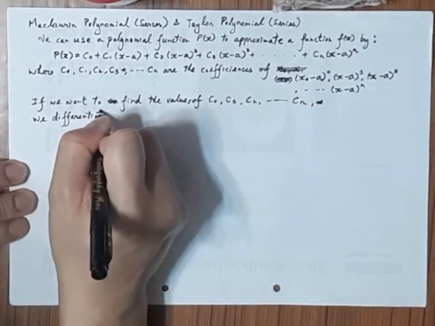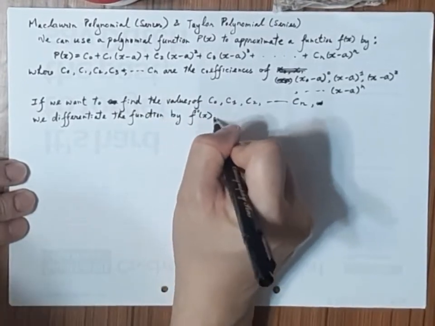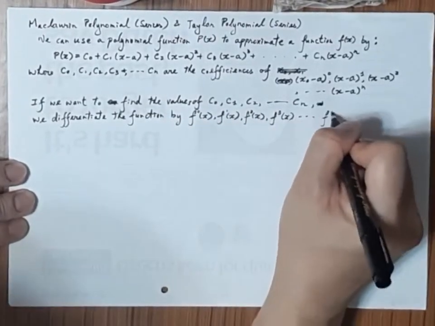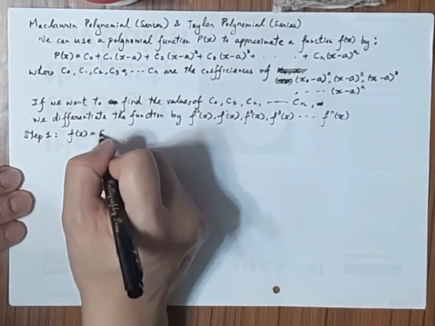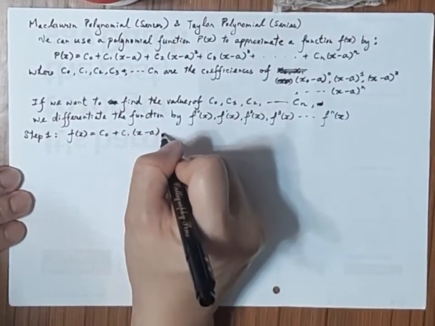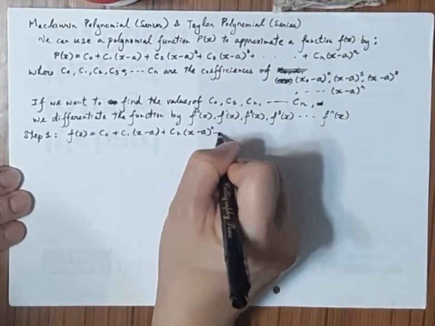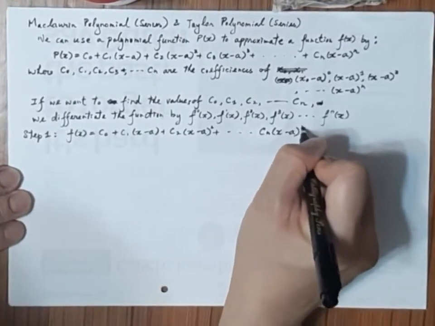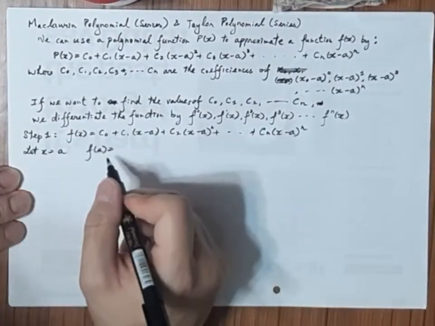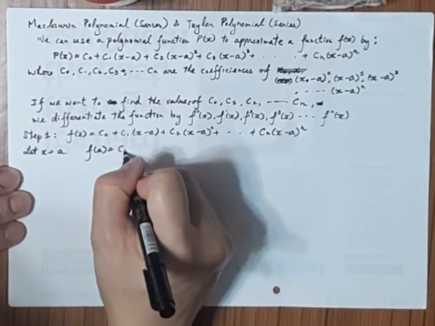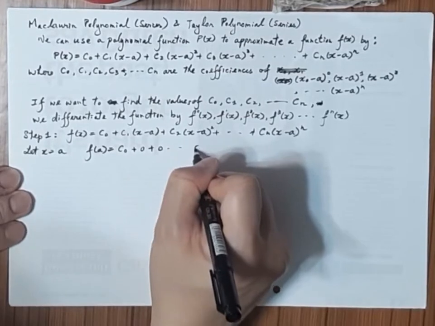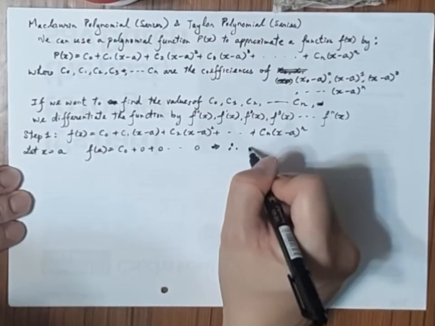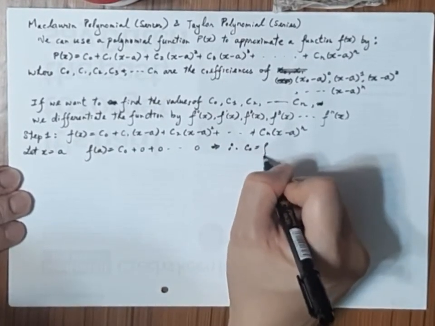We differentiate the function by the first order, second order, until the nth order. In step 1, we assume that f(x) is equal to c0 plus c1(x minus a) until cn(x minus a) to the power of n. We let x equal to a. We have f(a) equal to c0 plus 0 plus 0, all the terms go to 0. Therefore, we get c0 is equal to f(a).